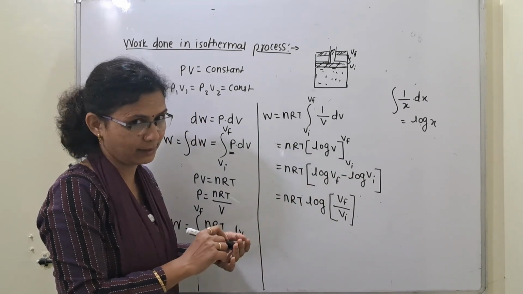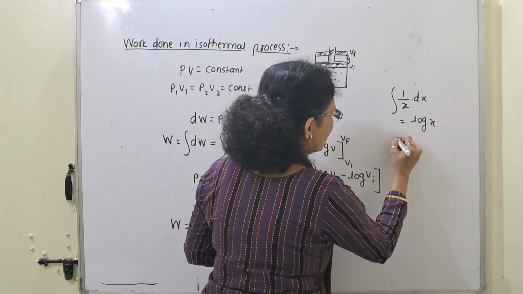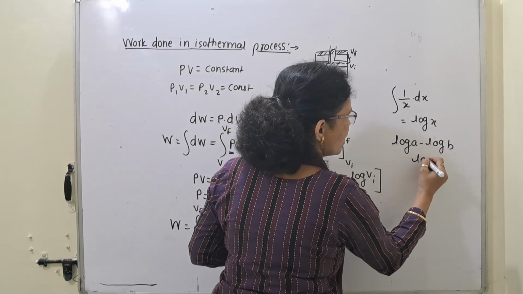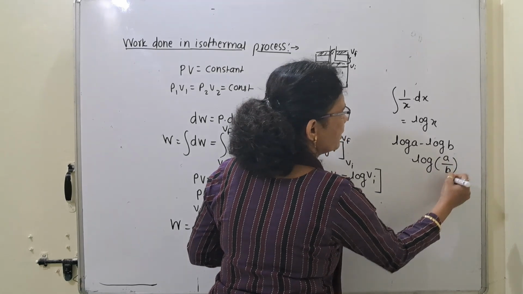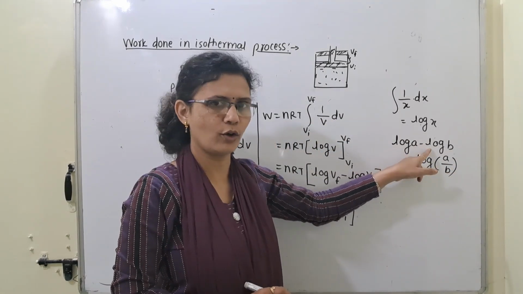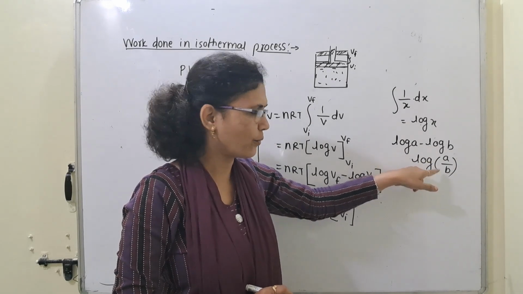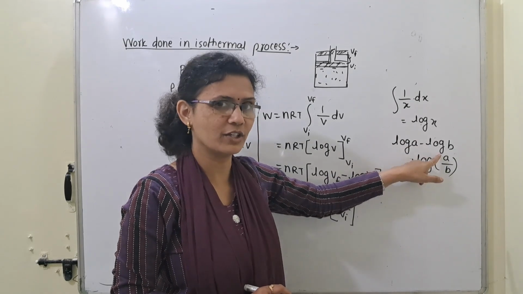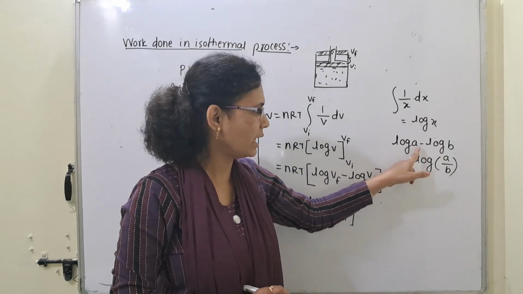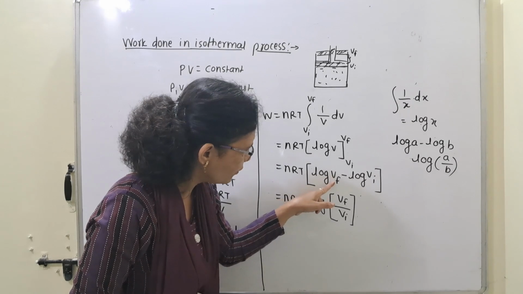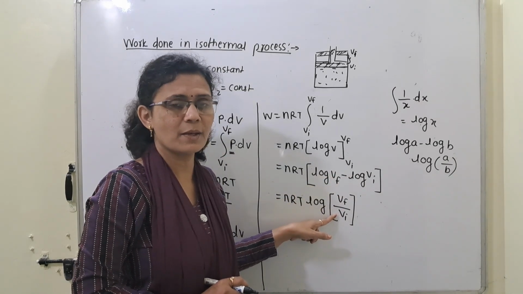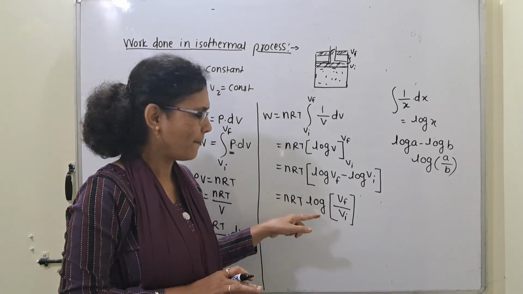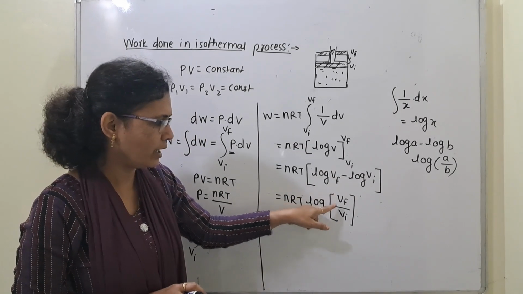And then another rule is there, log of A minus log of B can be written as log of A upon B. If there is a subtraction of log, you can take log of division, that is A upon B. Therefore, I have written here Vf upon Vi. These steps get forgotten by the B group students. That's why I have repeated this part. See, nRT log of Vf upon Vi.